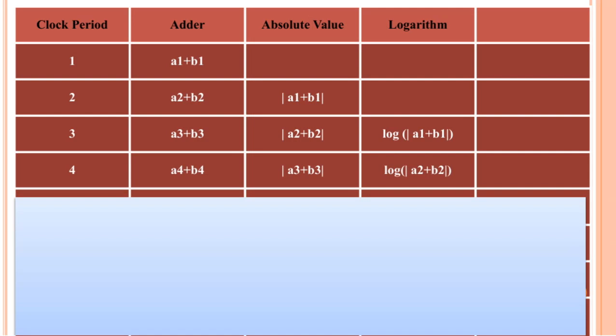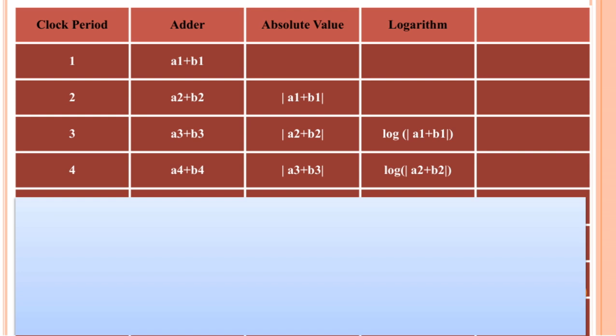Here, we have a table illustrating the pipeline stages for processing 5 inputs through 3 operations: addition, absolute value, and logarithm. Each clock period shows which computations occur concurrently in each stage. For example, in the first clock cycle, only the first addition A1 plus B1 is performed. In the second cycle, the second addition A2 plus B2 happens alongside the absolute value of the previous result. This pipelining continues until all inputs have passed through all operations.